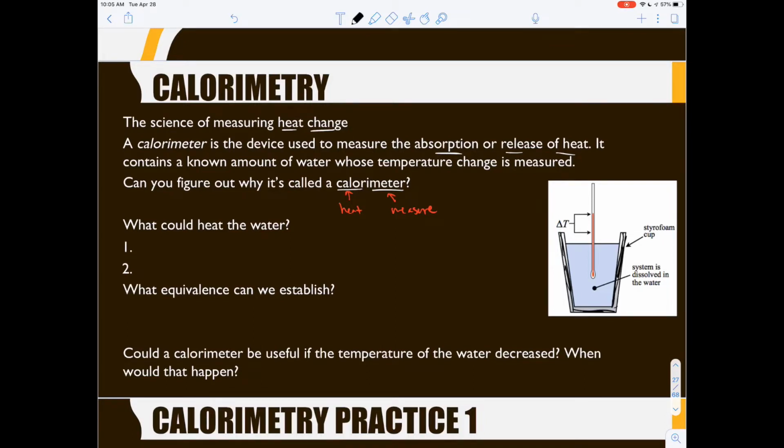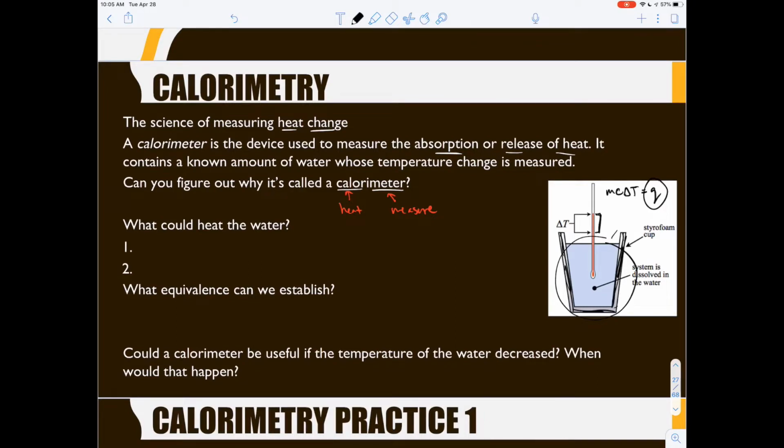Okay. So you basically have water. You know the mass of the water. You are measuring the temperature change of the water. And you know the specific heat of water. So if you know specific heat, and you know mass, and you know change in temperature, what can you solve for the water? Q. So whatever is happening in the water, you can measure how much heat it releases or absorbs.